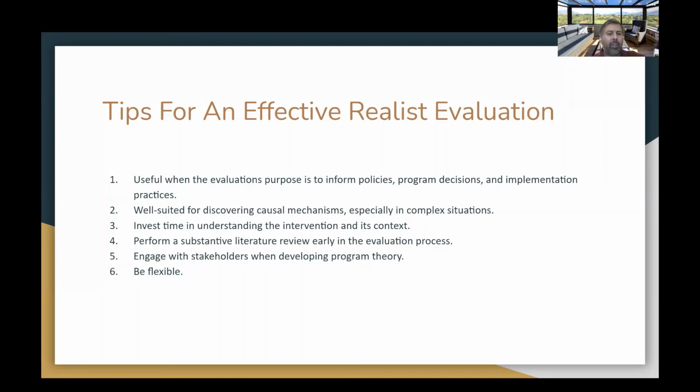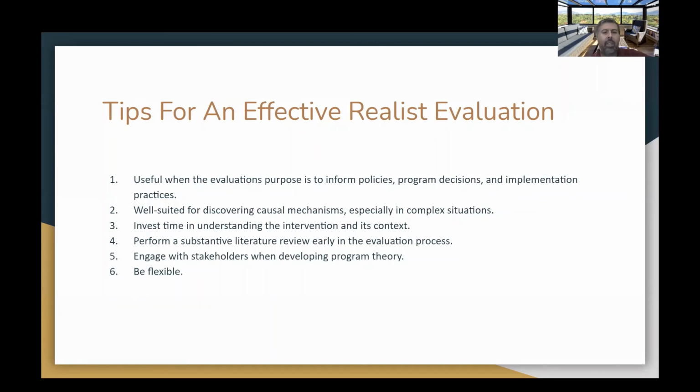Tip number 4 is to perform a substantive literature review early in the evaluation process. A lit review will help save time when trying to identify possible mechanisms. It can also identify possible mechanisms that aren't obvious or are initially missed.